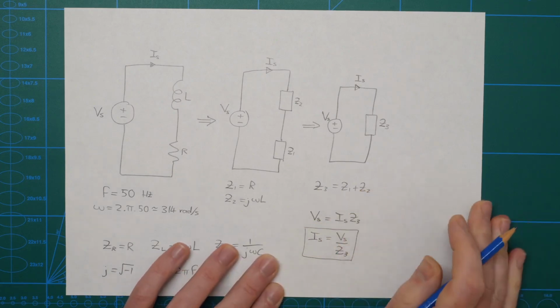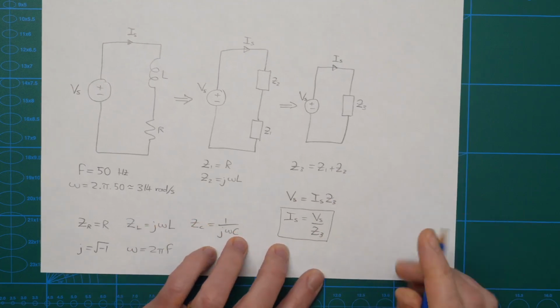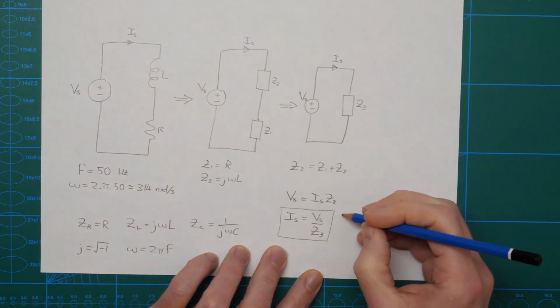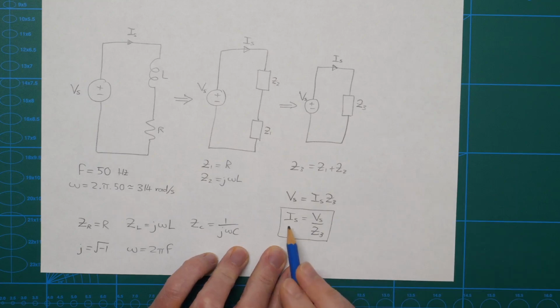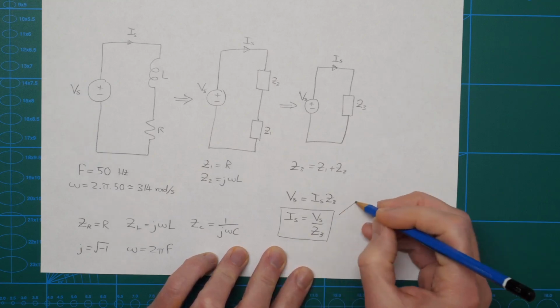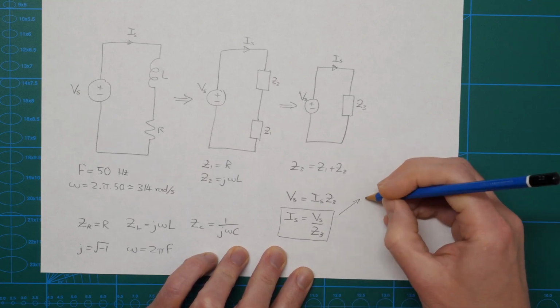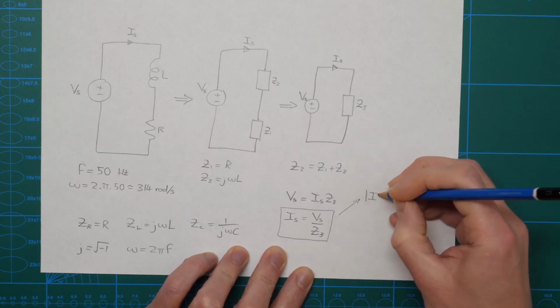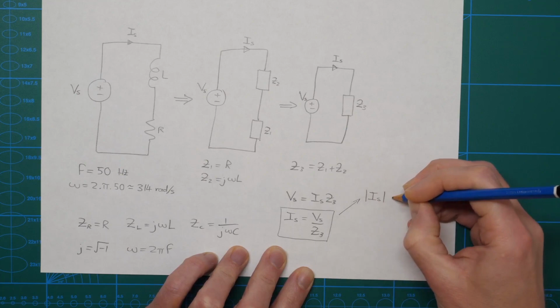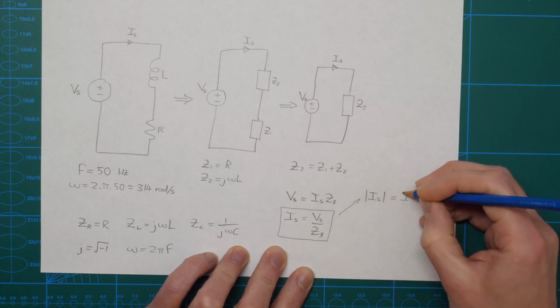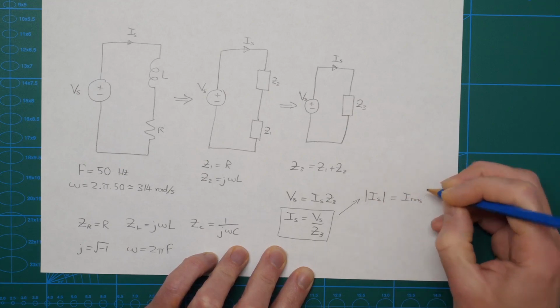Once we get IS, which won't take long, a couple of things we can get from there. IS is a complex number, so it has magnitude and it also has an angle. The magnitude of IS is IRMS, so that's the RMS magnitude of the current.